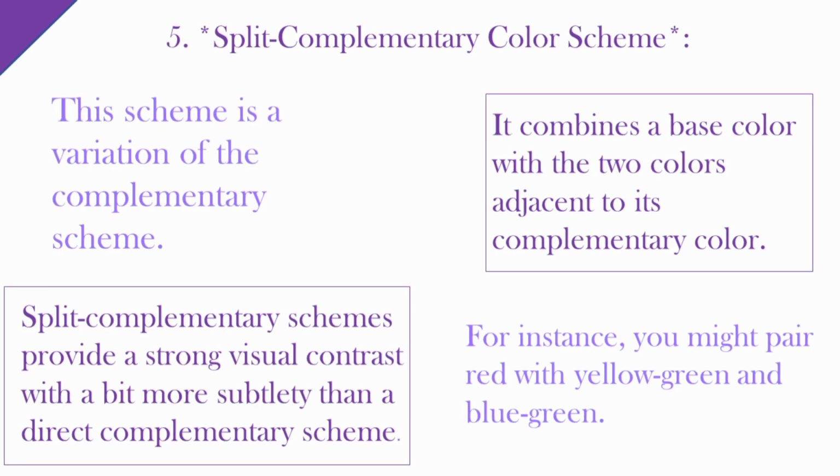5. Split complementary color scheme. This scheme is a variation of the complementary scheme. It combines a base color with the 2 colors adjacent to its complementary color. Split complementary schemes provide a strong visual contrast with a bit more subtlety than a direct complementary scheme. For instance, you might pair red with yellow-green and blue-green.